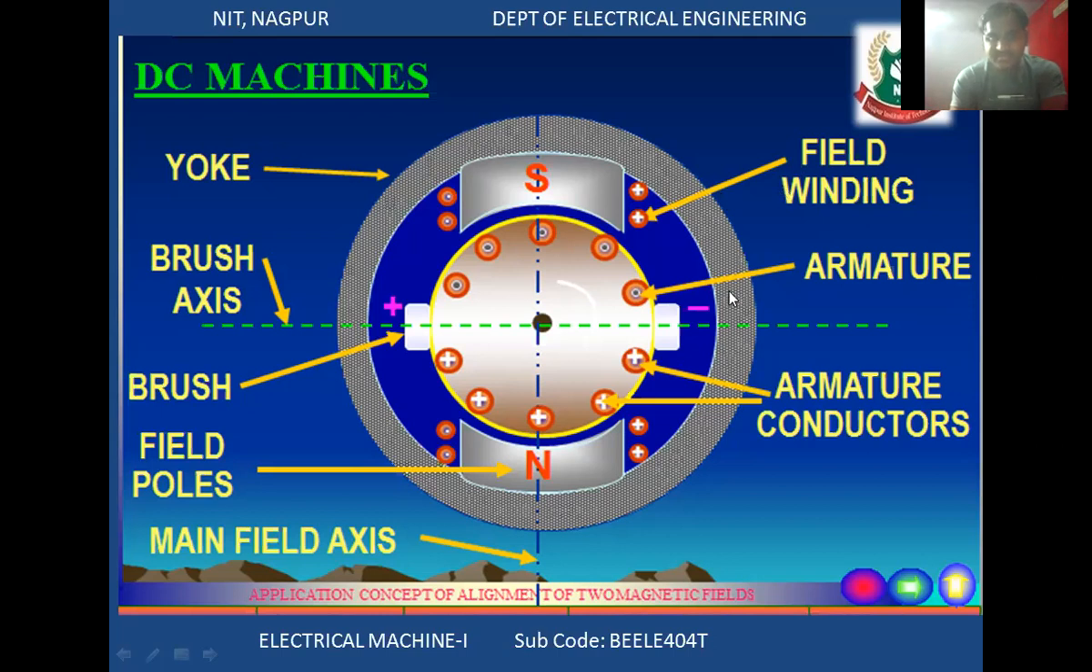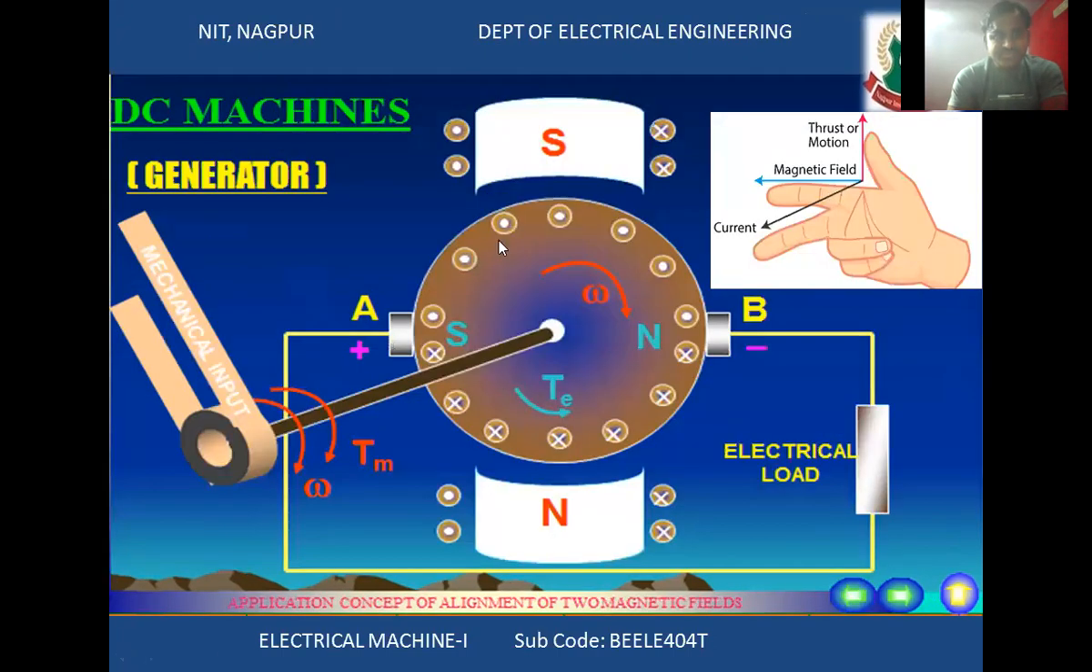This DC machine can be categorized into two parts. The first one is the DC generator, so it will produce a DC EMF. Now, a generator already produces an alternating EMF, but with the help of a commutator here, it will generate DC. That's why it is called a DC generator.